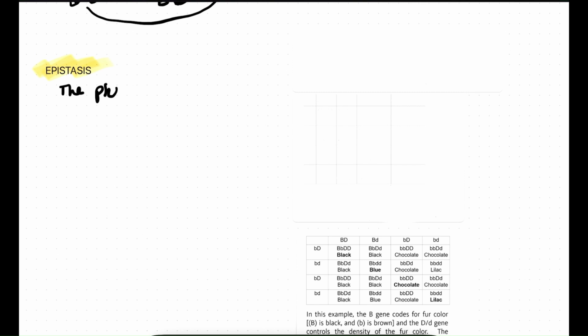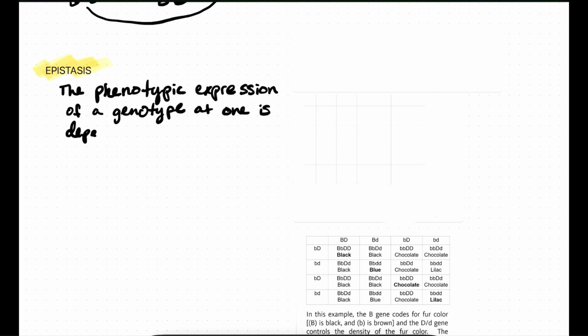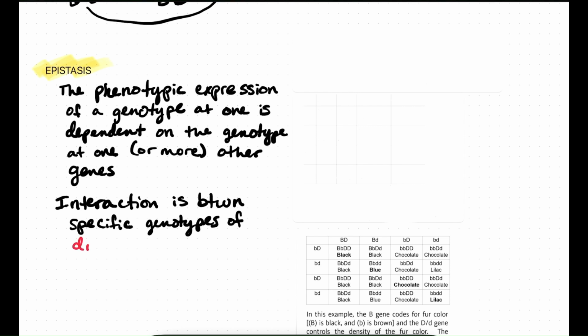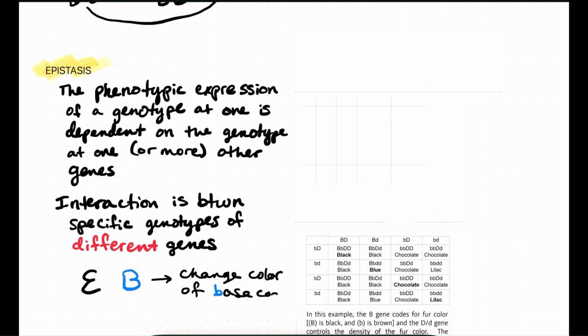Epistasis is when the phenotypic expression of the genotype at one gene is dependent on the genotype at one or more other genes. It's a little bit like dominance, but instead of the interaction happening between alleles at one gene, the interaction is between specific genotypes of different genes. All right, so let's do this with an example. For example, the E gene can interact with the B gene to change the color base of the rabbit's coat.